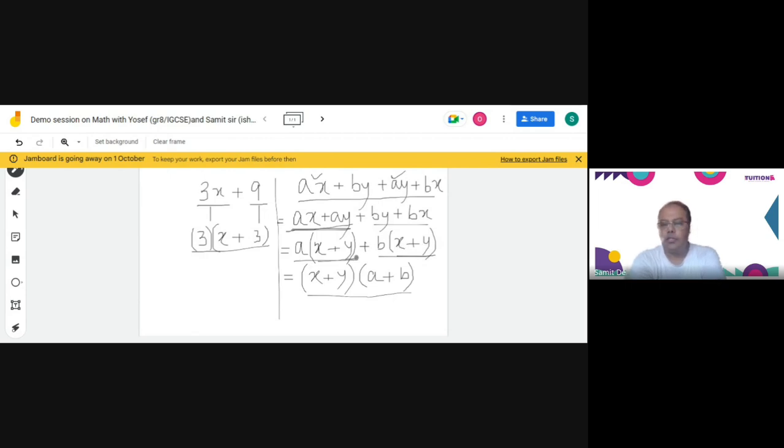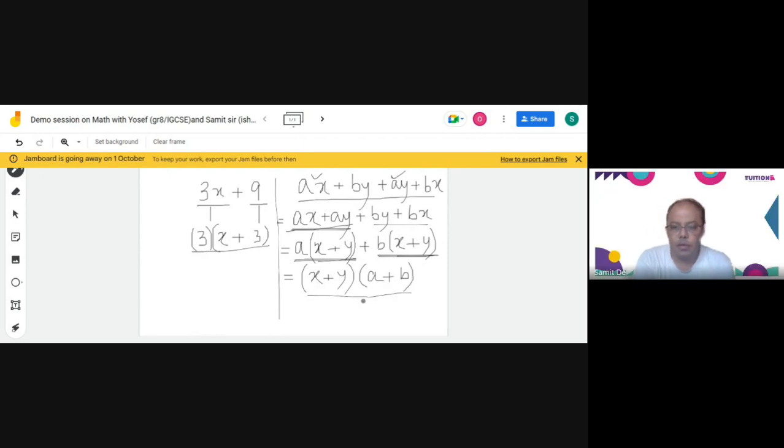And then from these two, in totality, what is common? This x plus y, which is within bracket in both the terms. That we have taken out. What is left out? a plus b. So this is my factorization.